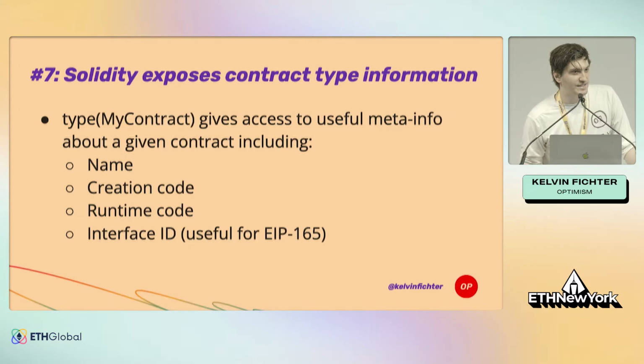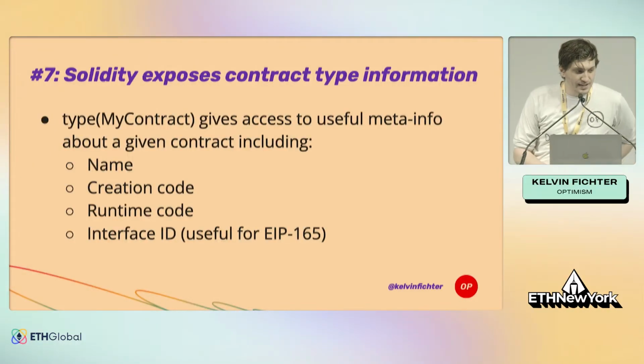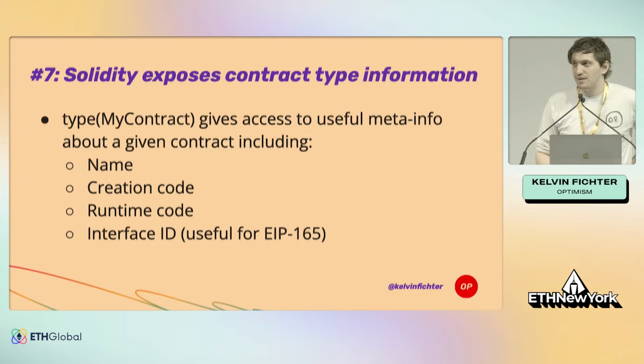Okay. Solidity tricks. These are kind of mixed EVM and Solidity tricks. I feel like I'm going a bit fast here, so I got to slow it down a little bit. Solidity exposes contract type information. If you aren't aware of this, you can use type(MyContract), and it gives you meta information. So it gives you stuff like the name of the contract, the creation code, the runtime code, and the interface ID. All of these things are pretty useful.